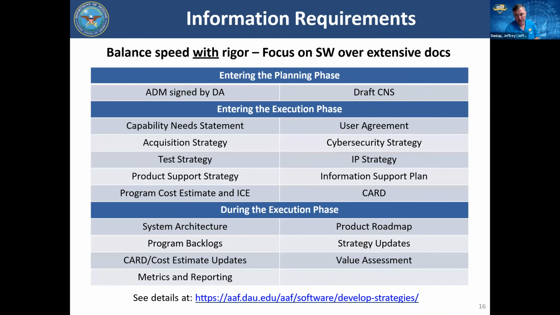We need to balance ourselves. We can't be, sort of, willy-nilly. We're still held to accountability. So we've got to balance speed with rigor. And there are some things that we need in order to go through this process.